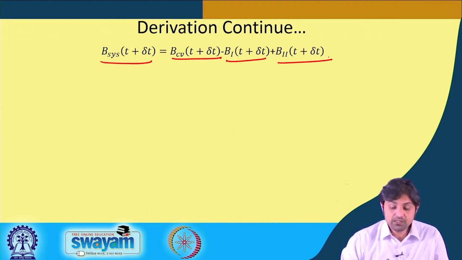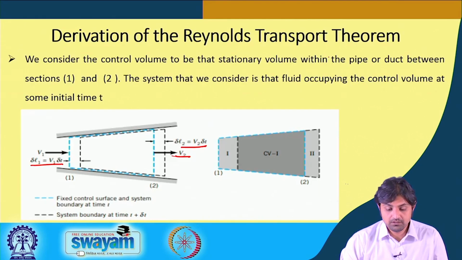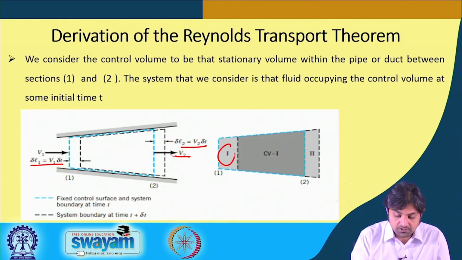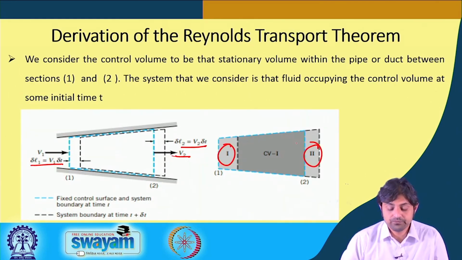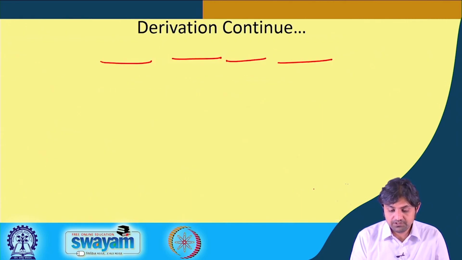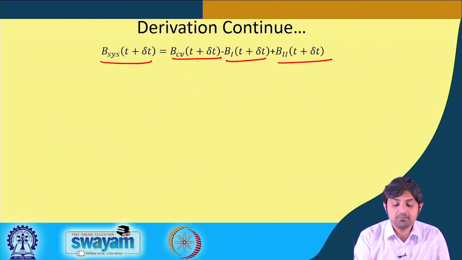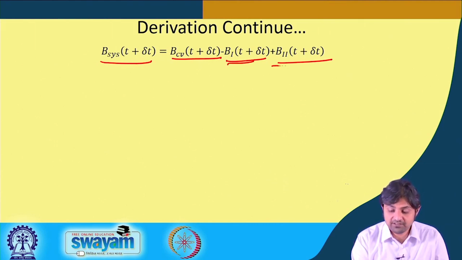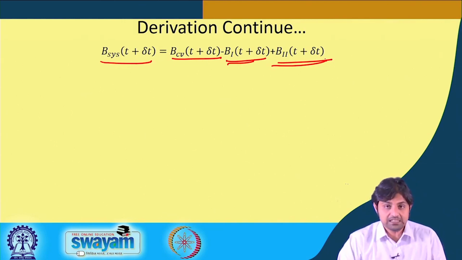So now, taking you back, what actually are B1 and B2? You see, this was 1, this was 2, because this has moved right now, but earlier it was a part of B system. So we simply write B CV at t plus delta t minus B1. This has moved, but that has already proceeded forward, so it has come into the system of B system.